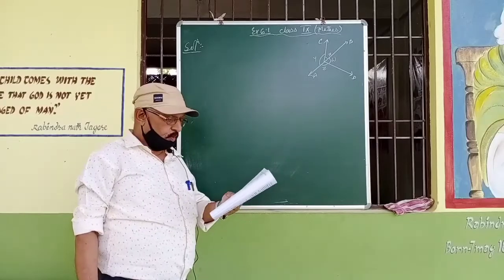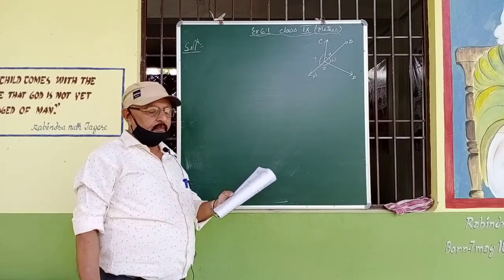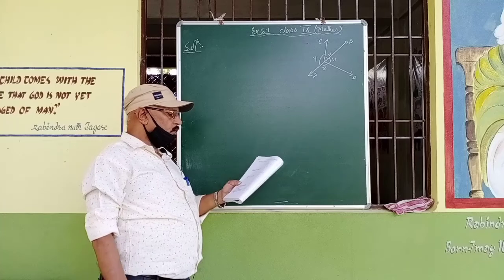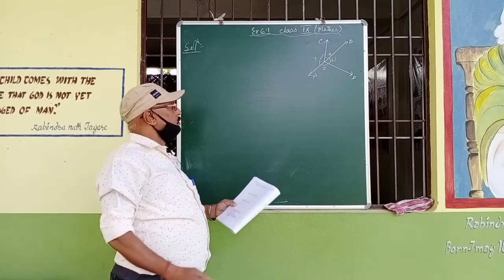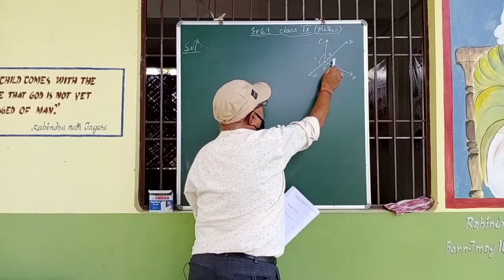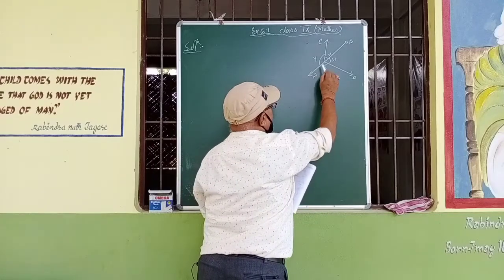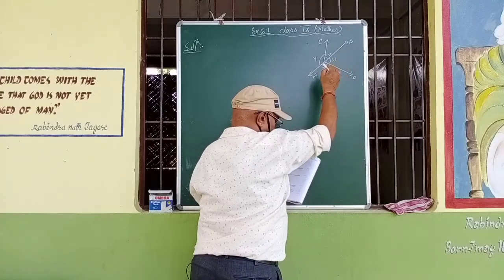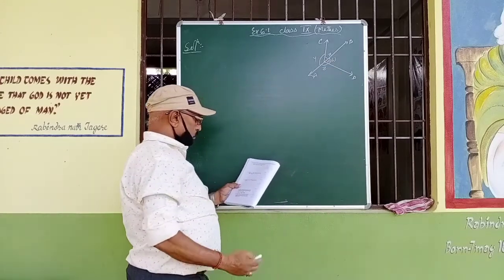Now question number 4. In figure 6.16, if x plus y is equal to w plus z, then prove that AOB is a line. If x plus y is equal to z plus w, then prove that AOB is a line.